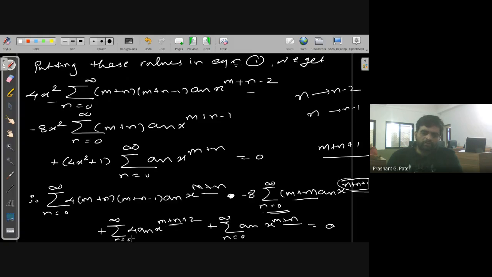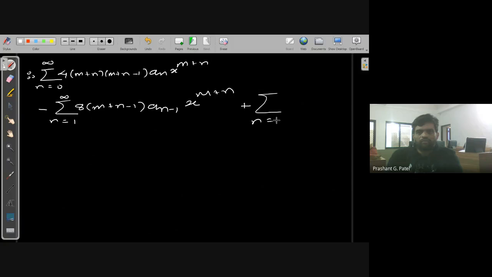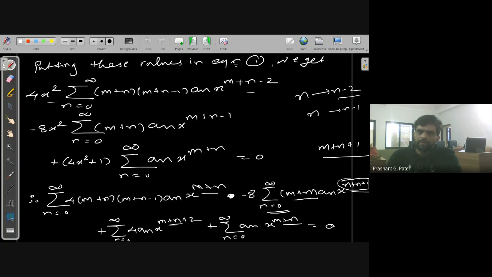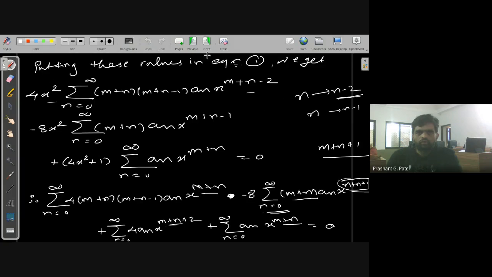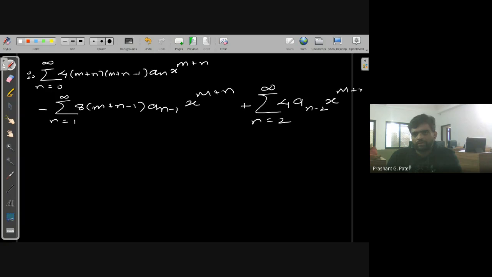So now the summation will start with n equal to 2, and hence we get summation n running from 2 to infinity 4 into, instead of an we have to replace n minus 2, so it is an minus 2 x power, instead of m plus n plus 2 we will now have m plus n, and the last term is already having m plus n equal to 0.